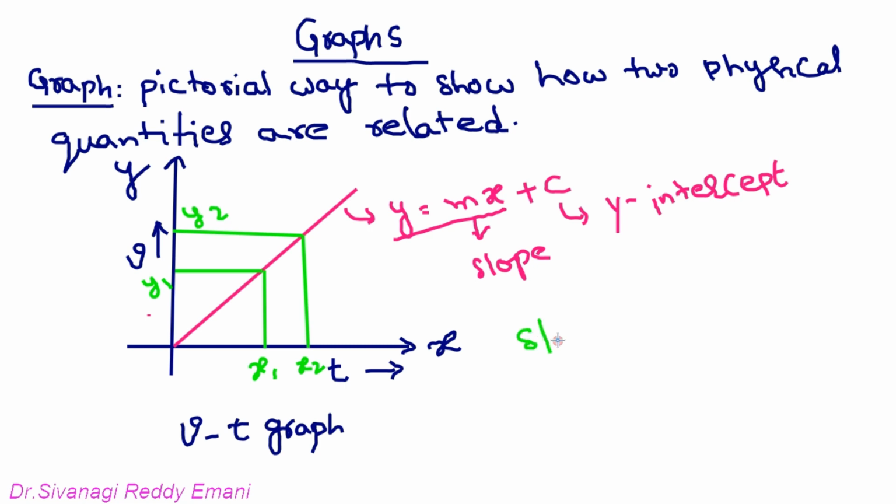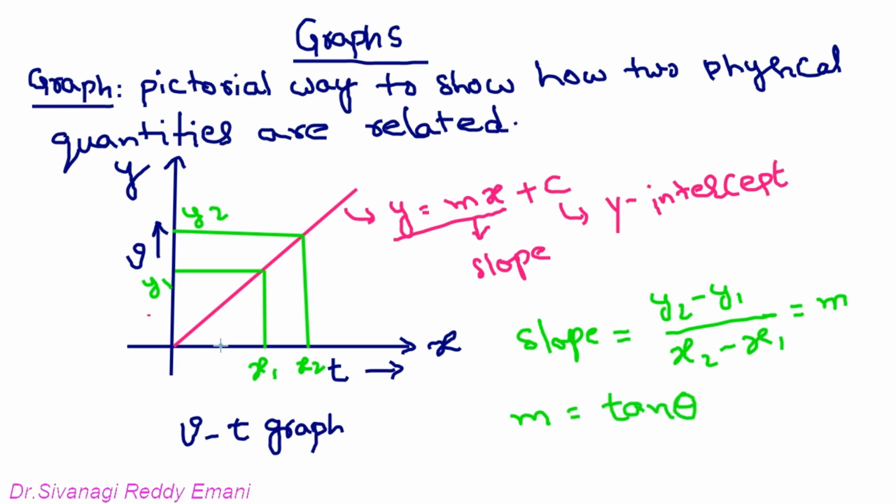So slope can be calculated in two ways. One is simply we can write (y2 - y1) / (x2 - x1) = m. Otherwise m = tan θ. The θ we always measure with respect to the x-axis, and this is the θ. These two ways we can use anyway.